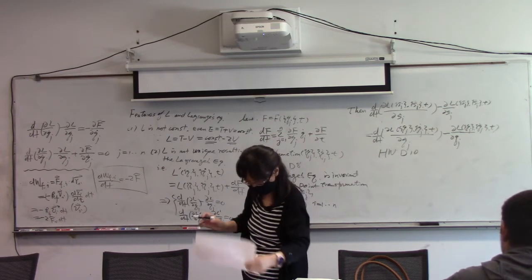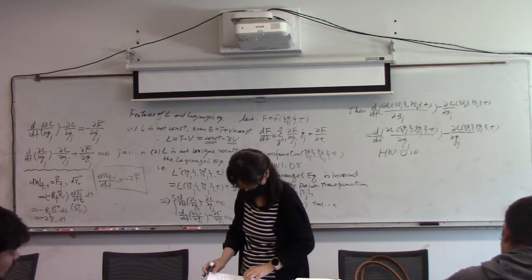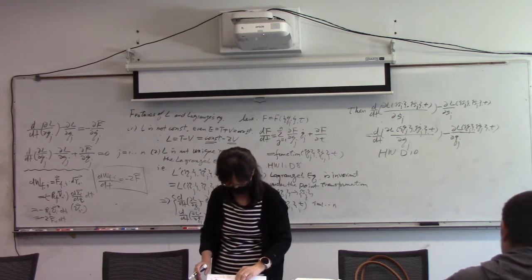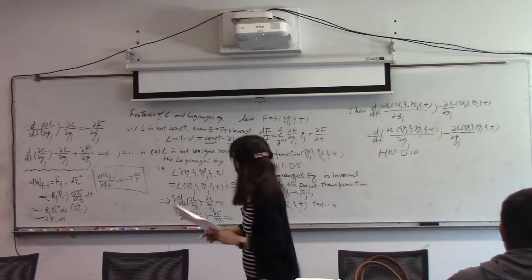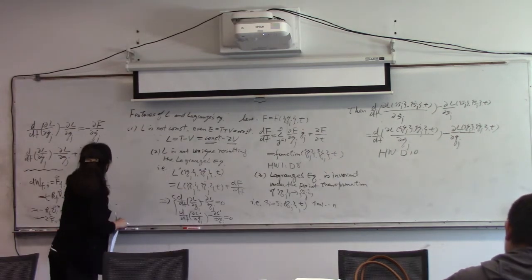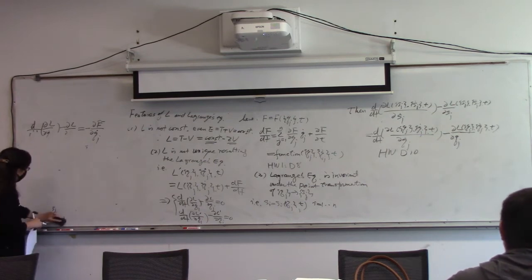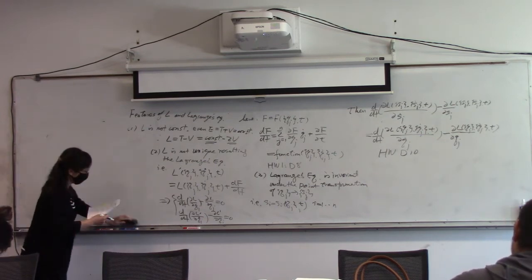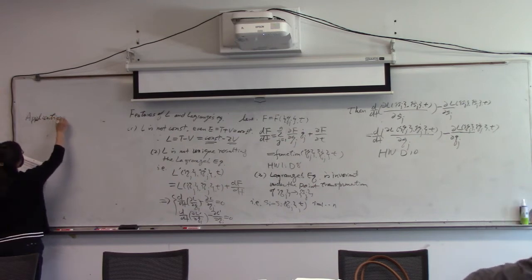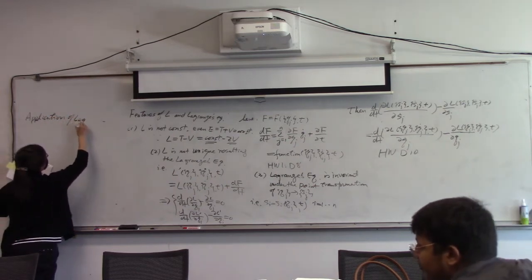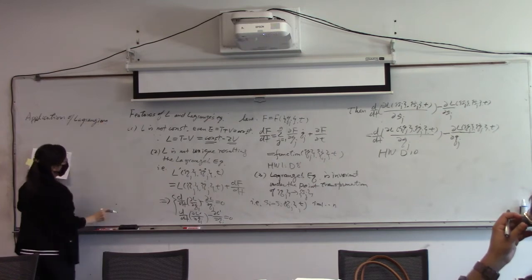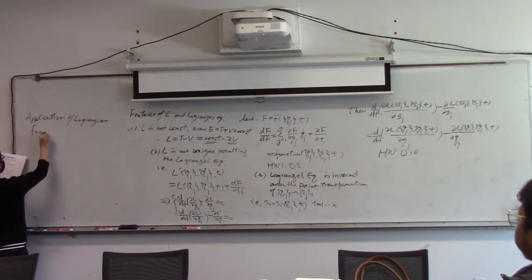Let's see. Good, we have time. Now we are going to apply this Lagrange equation or Lagrange formulation. Let's discuss how to apply. So here we derived the Lagrange equation. We know that to solve the equation of motion of a system, what we need to do is solve the Lagrange equation, right? So now here we are going to discuss the application of the Lagrangian formulation.